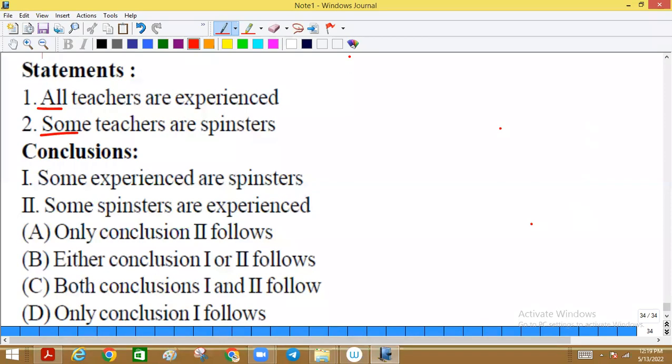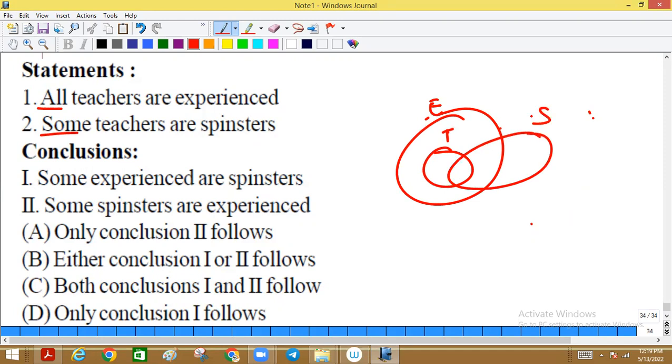What is the answer given by Sushmita C? Both follow. Huh? All teachers are experienced. Some teachers are spinsters. Yes or no? Same diagram. Anything wrong with this? No. Let's try it. Some experienced are spinsters. Some spinsters are experienced. So your answer is both 1 and 2. Got the logic? It's an easy one only.